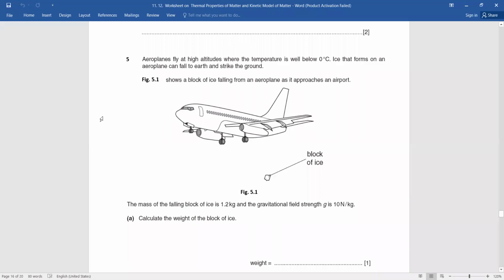Airplanes fly at high altitudes where the temperature is well below 0 degrees Celsius. Ice that forms on an airplane can fall to earth and strike the ground. Figure 5.1 shows a block of ice falling from an airplane as it approaches an airport. The mass of the falling block of ice is 1.2 kg and the gravitational field strength g is 10 N/kg. Calculate the weight of the block of ice.